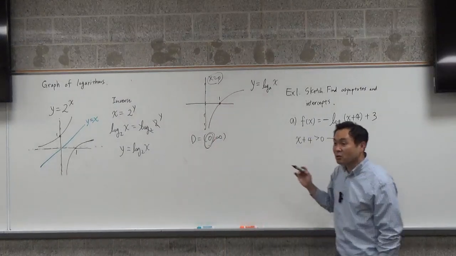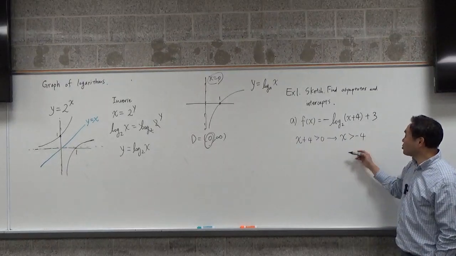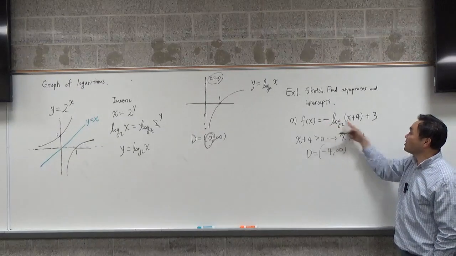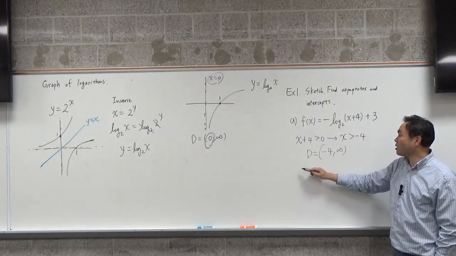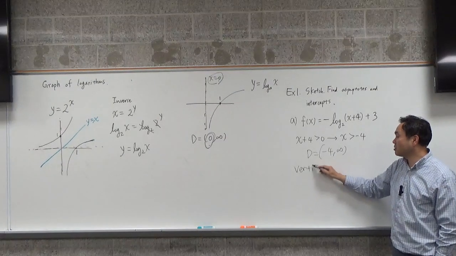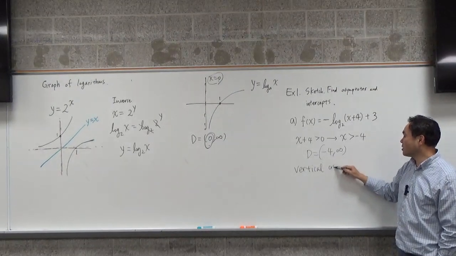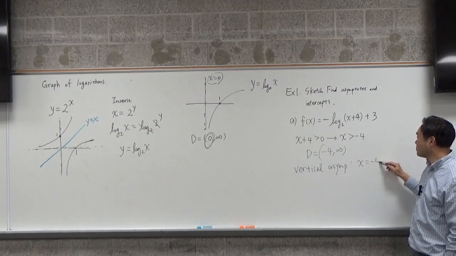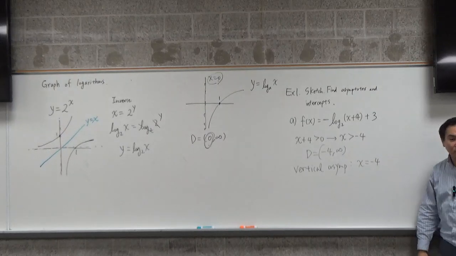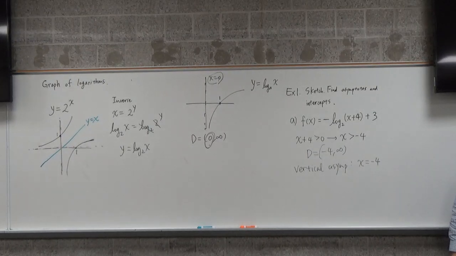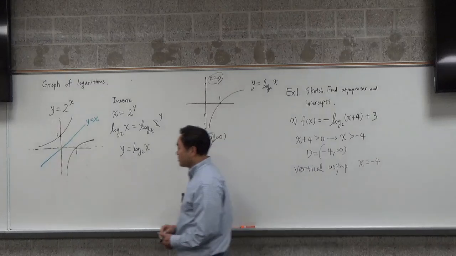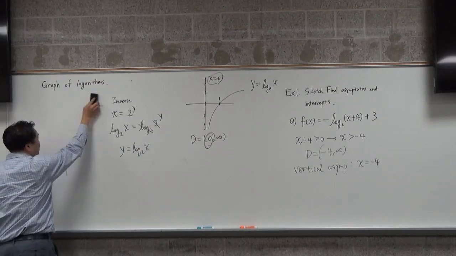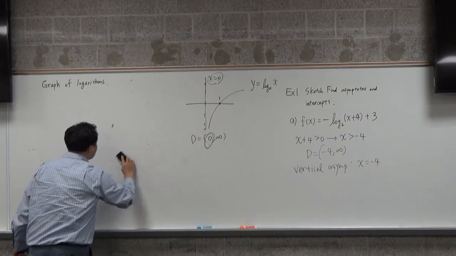Okay, so if you know that, and you found out that the domain is from -4 to infinity for this graph, where would be the vertical asymptote? Yeah, the vertical asymptote will be x equals -4. Okay? That's going to be our vertical asymptote. All good? All right. Next, we need to find two intercepts, the x-intercept and the y-intercept.